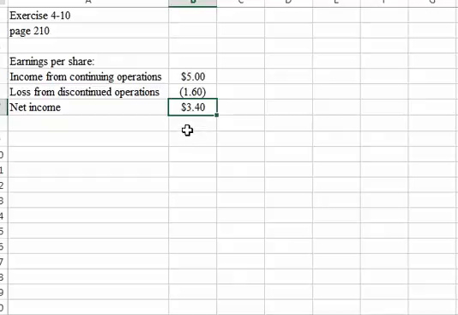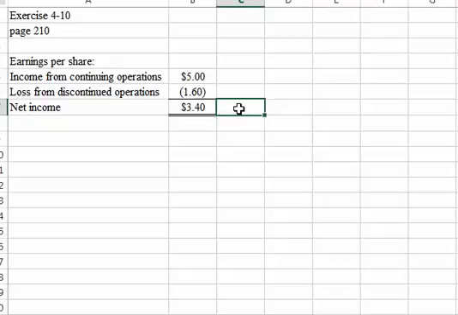Our net income was 3,400,000, the income from continuing operations minus the loss from discontinued operations, divided by the million shares. Or you could just say $5 minus the $1.60. Okay, so total earnings per share is $3.40.